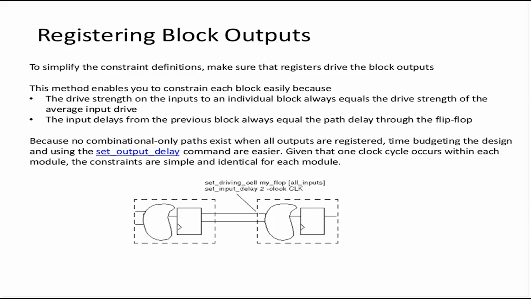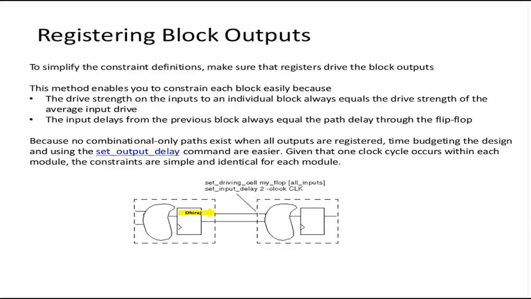The drive strength on the inputs to an individual block always equals the drive strength of the average input drive. We will see the importance of this statement later. Just keep this in mind for now. So for example, if we are defining input delay, if we are defining input timing constraints here, if there is combination logic between this register and this output, then it makes the job harder.